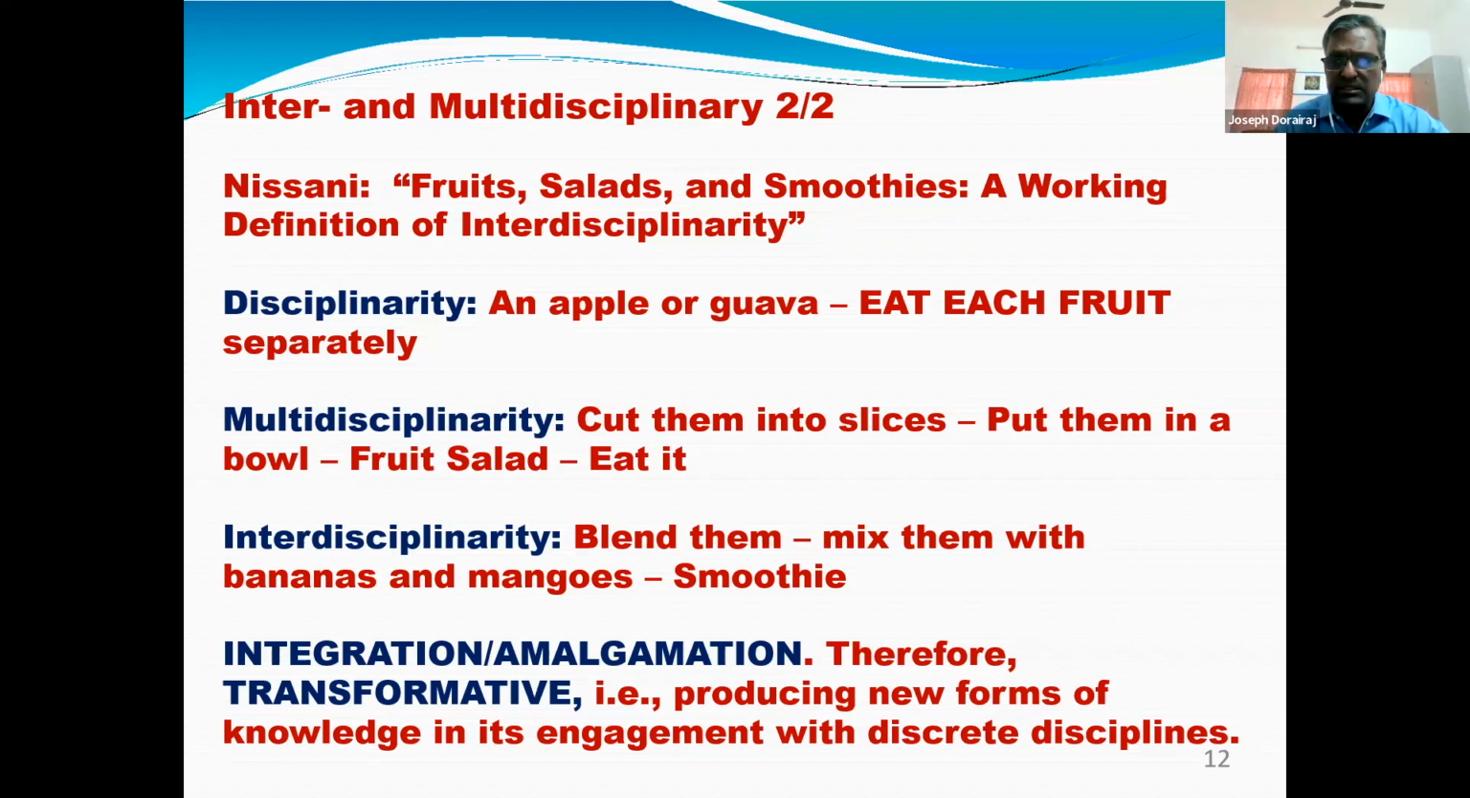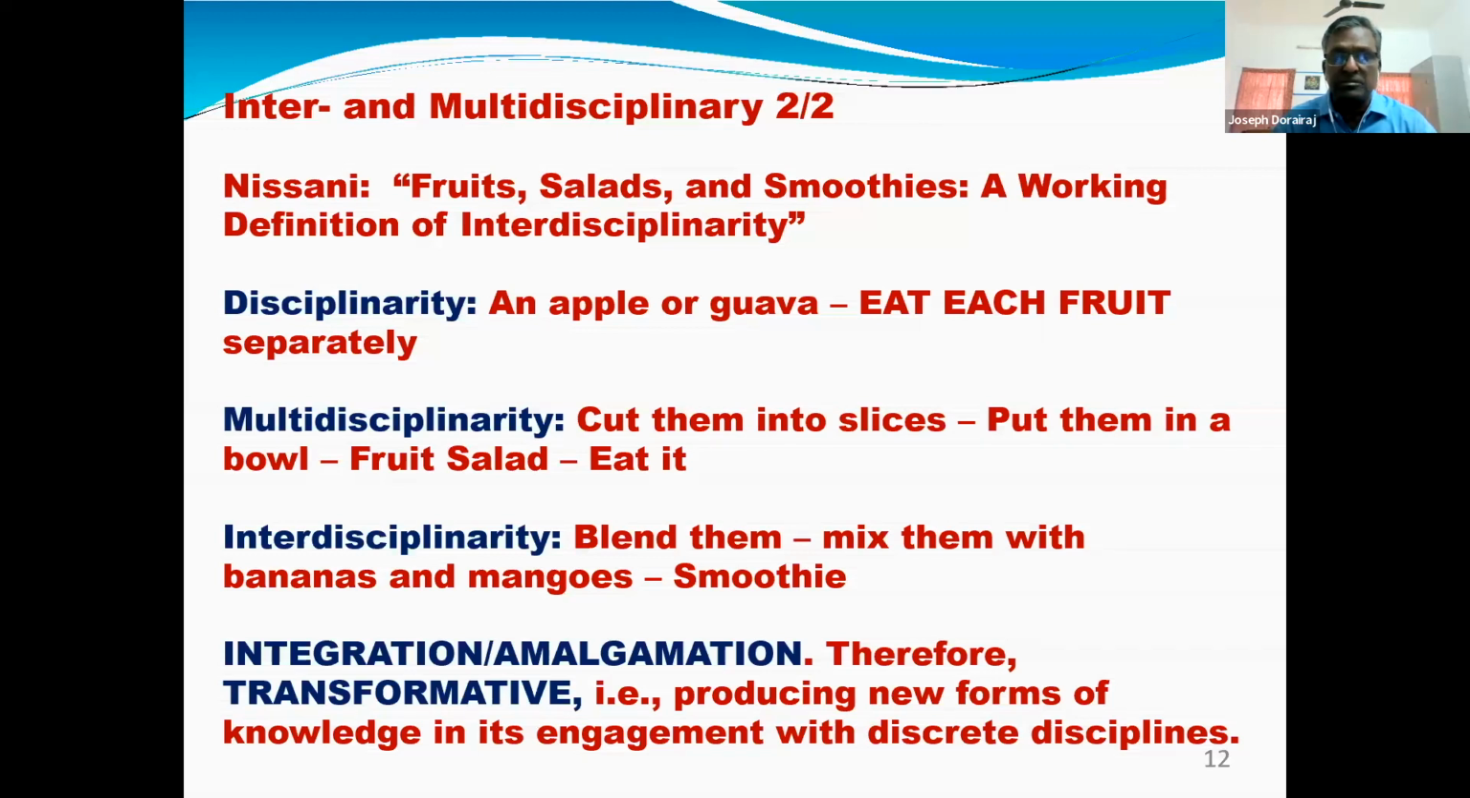Now, dear friends, there is a third option. So the first option is you eat each fruit separately. The second option is you make a fruit salad, but in the fruit salad, each fruit retains its original identity. The third option is you take a mixie or a blender, you put in the fruit pieces, whether it is mango or apple or banana or guava or pineapple, and you make it into a smoothie. You make fruit juice. So that becomes interdisciplinarity.